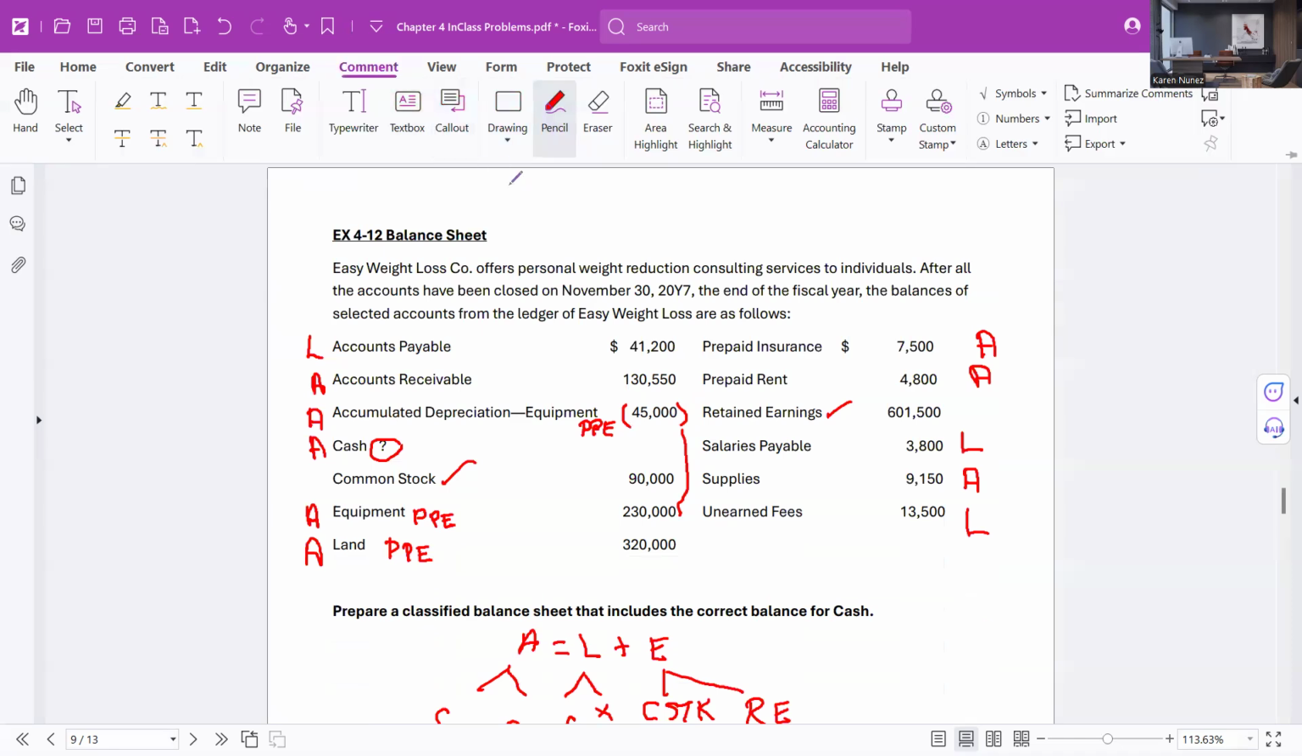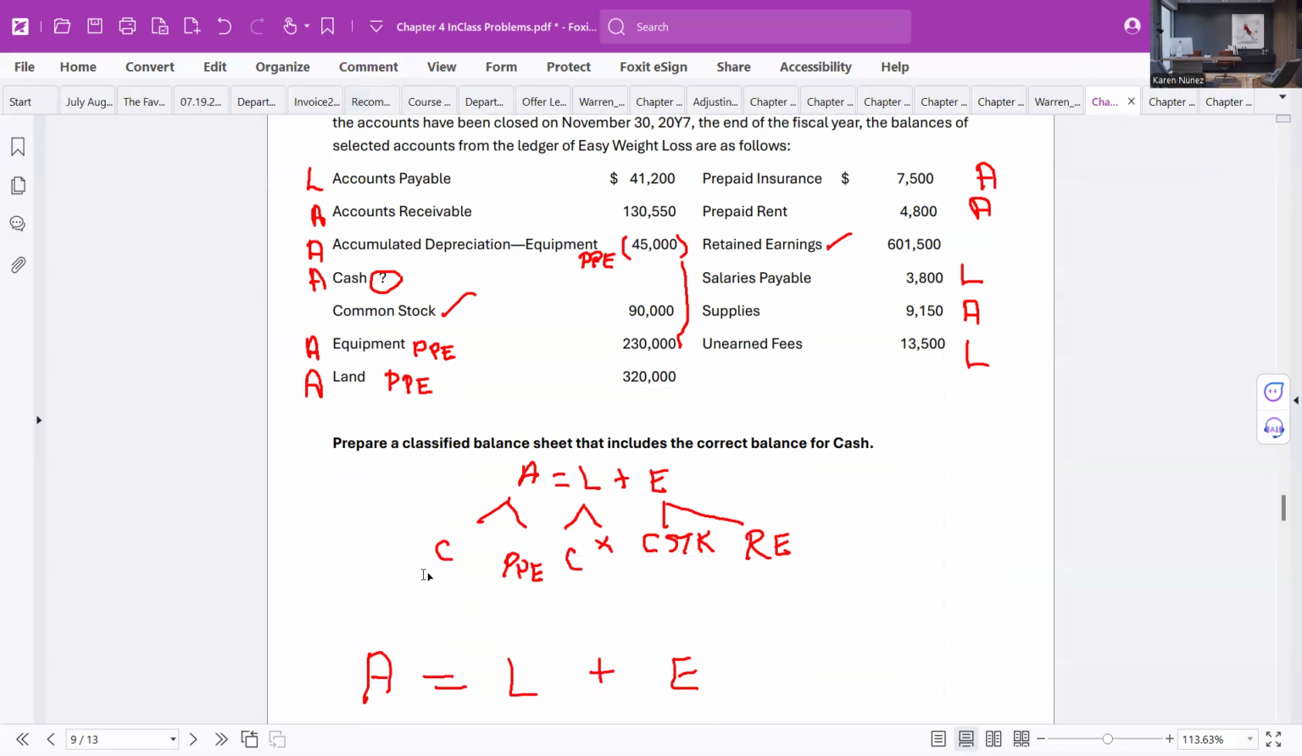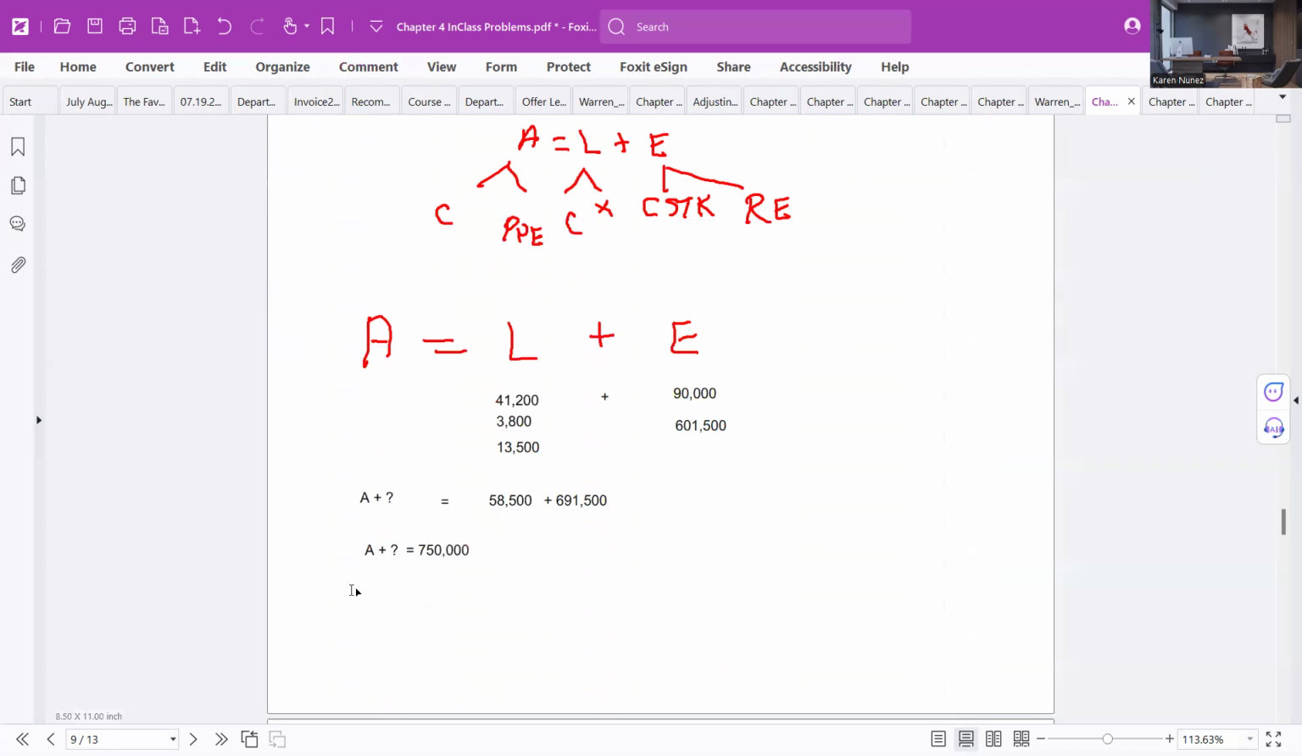So what we have here is all of these assets. If you add all those assets together, and I'm just going to go ahead and fill that in, all the ones I identified, you end up with 650,000, again, plus whatever cash is, has to equal, in this case, $750,000. So what's cash? Well, cash is an unknown, but we know that cash is going to have to equal 750,000 minus the 657.